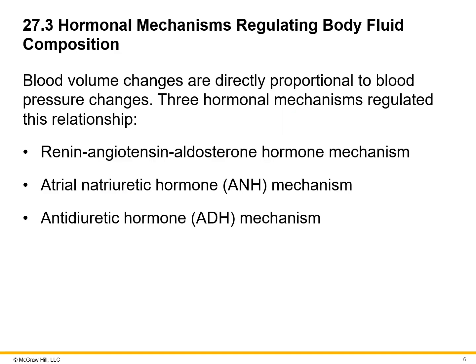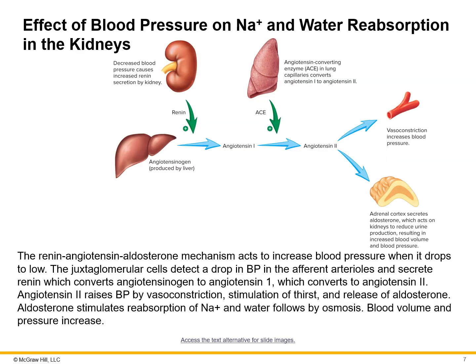Now, if we look at the hormonal regulation of our body fluids, those changes are directly proportional to blood pressure changes. So then 3 main hormones are involved in this system. So we talked about these, same ones with our urinary system. So we have renin, angiotensin, aldosterone. We also have the atrial natriuretic hormone and the antidiuretic hormone. So again, same things that we mentioned with the urinary system.